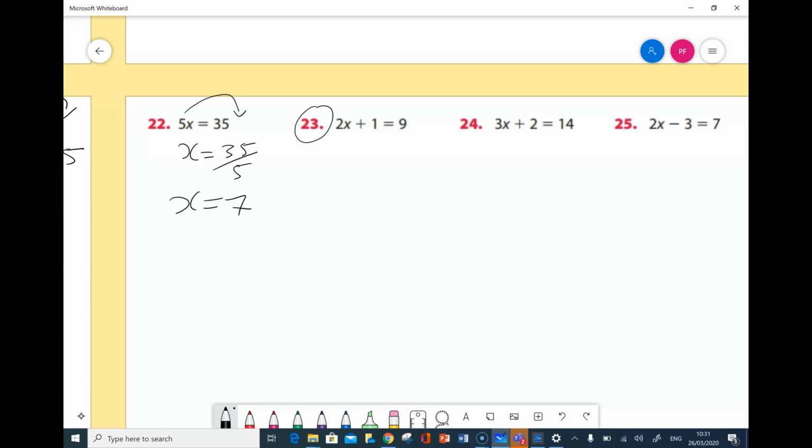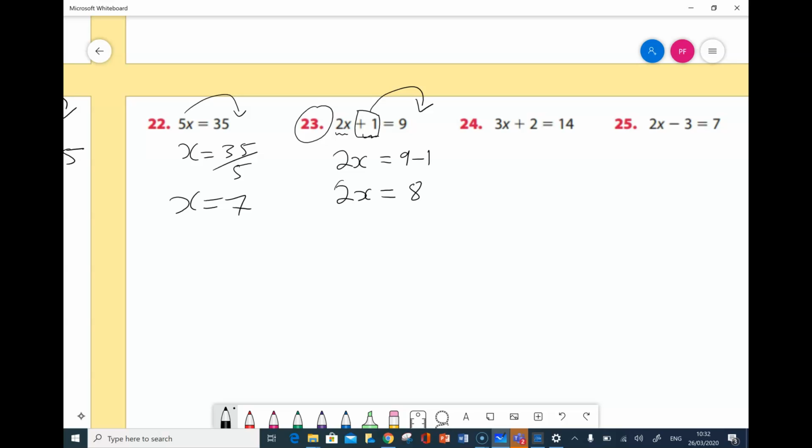Question 23. Here we have a 2 multiplying an x, but we also have a plus 1, and that's equal to 9. The first thing you always bring over are the constants. Those are the numbers on their own whose jobs are adding or subtracting. Plus 1 here is our constant. Its job is adding. So when it comes over, its job will be take away. So 2x equals 9 minus 1. Then you tidy up. 2x is equal to 9 take 1, which is 8.